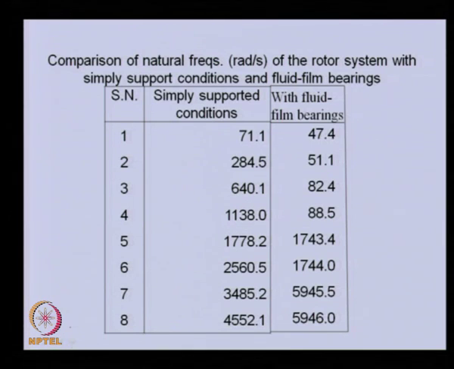Now, just to compare, in the case of a fluid film bearing, if we consider a simply supported end condition, what will be the change in the natural frequency? You can see that with the fluid film bearing, the value of the natural frequency got decreased. So this is just a comparison of two boundary conditions. If we model the same system, which is actually mounted on a fluid film bearing, by a simply supported condition, you can see how much difference there will be in the prediction of the whirl frequencies.